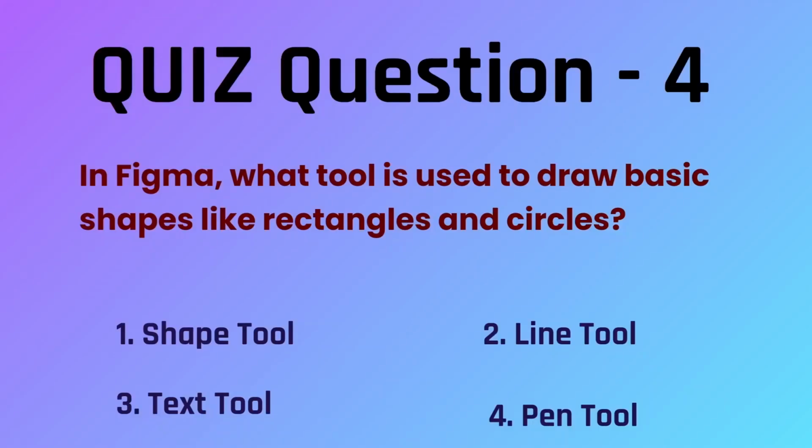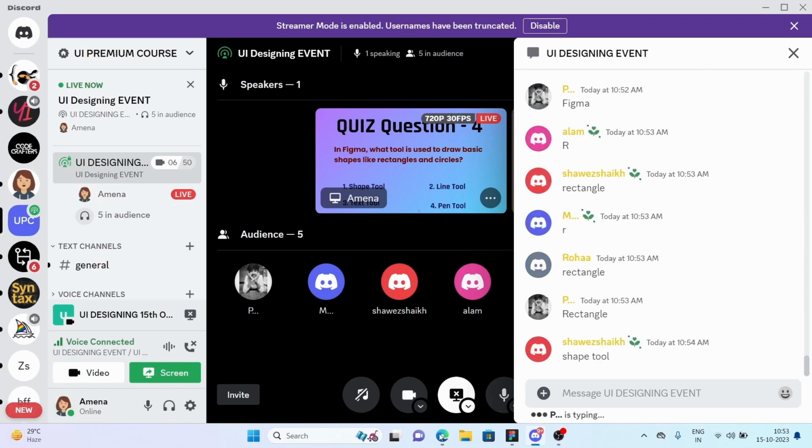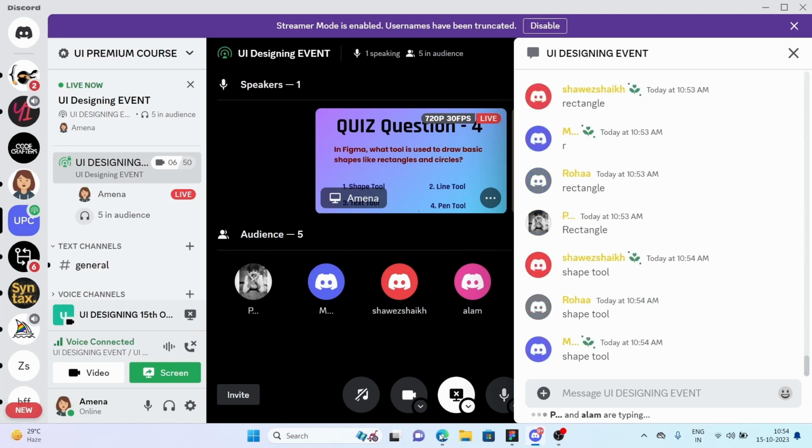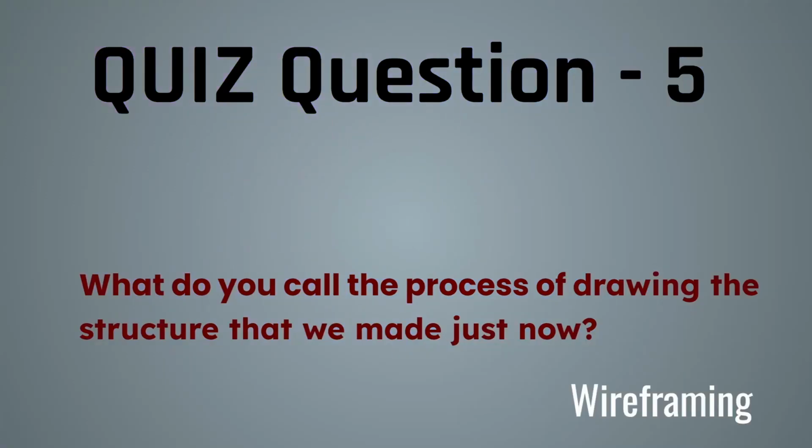It is rectangle, right? The fourth question, in Figma, what tool is used to draw basic shapes like rectangles and circles? Let's see who answered first. Okay, once again it's Chavez. Everybody's answering very well and very quickly, which is quite impressive. We have the shape tool as our answer.